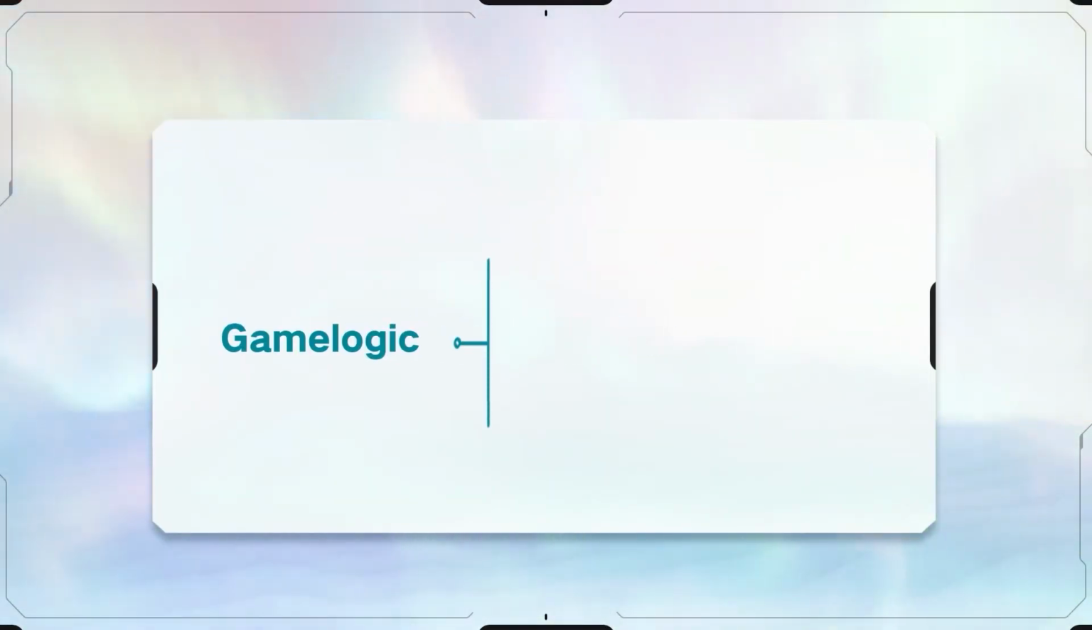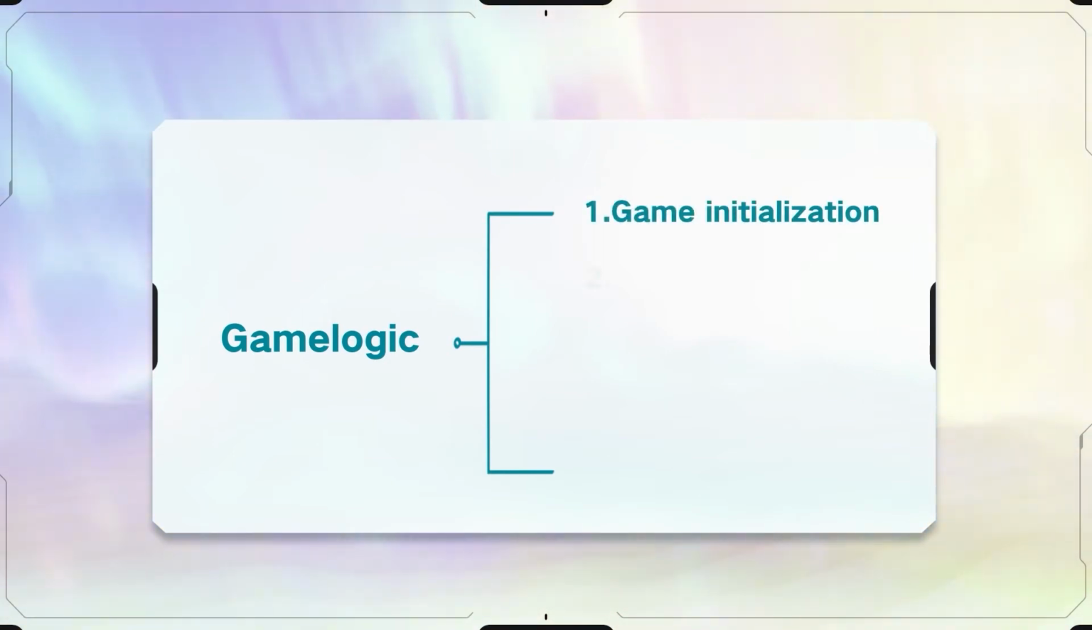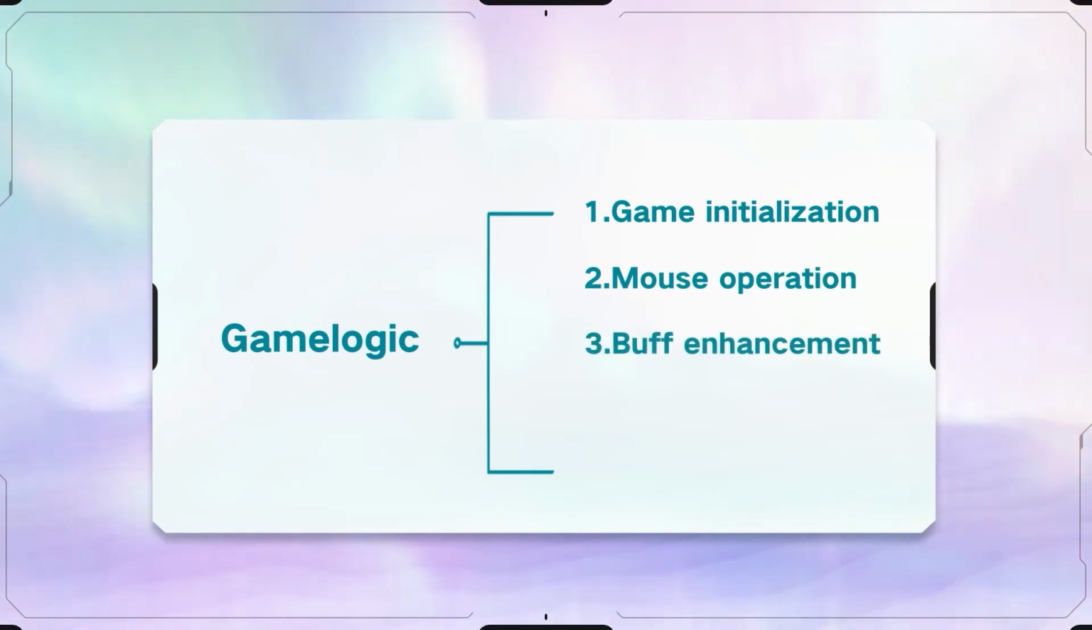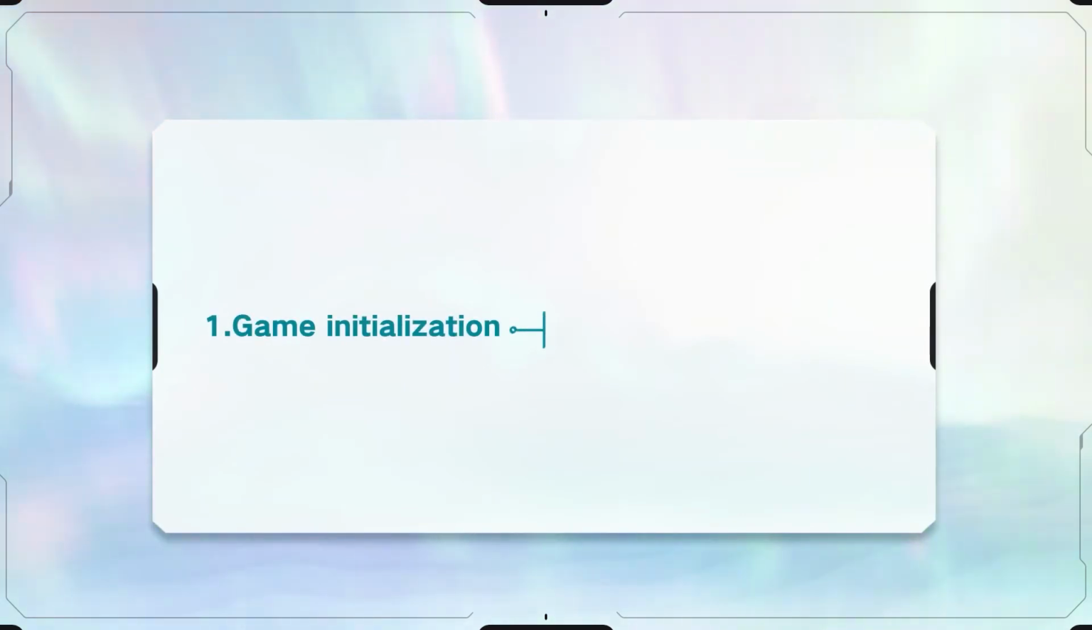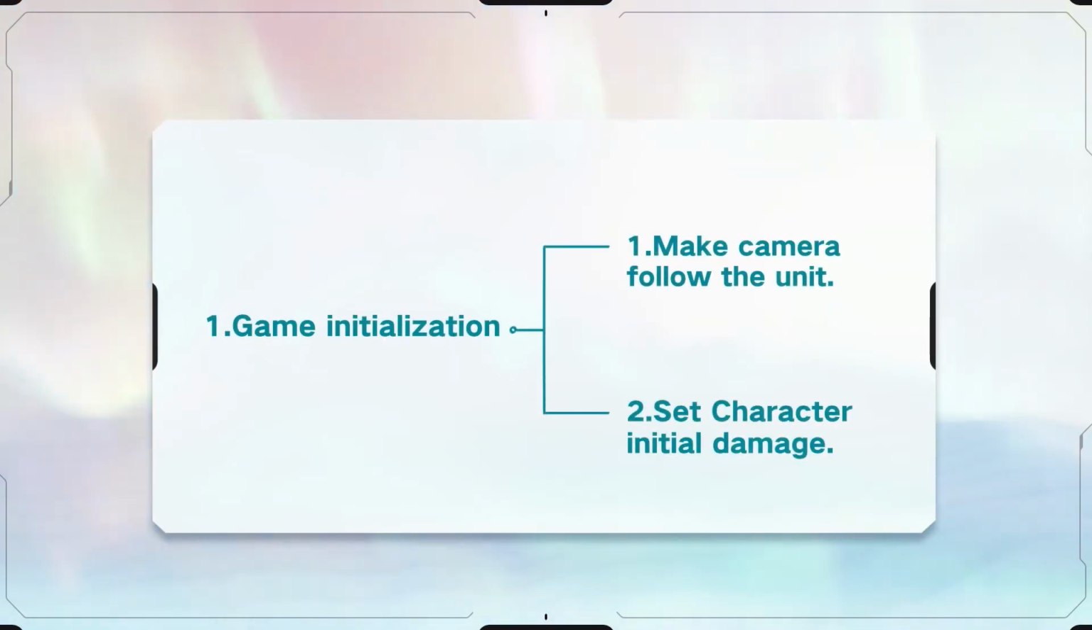In the fight shooting game, we use ECA to achieve game initialization, game mouse operation, buff enhancement, boss challenge, and game outcome. In the game initialization phase, we need to implement the camera to follow the player, and also set the variable to the initial value of the game character's damage.